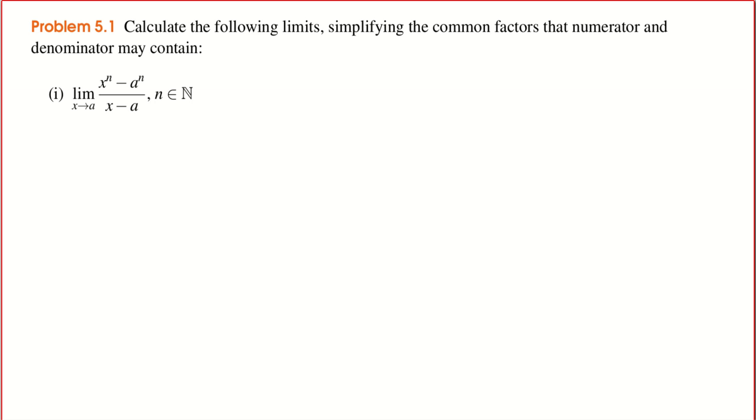In this problem, we have to calculate some limits. And we have to do that simplifying common factors in the numerator and the denominator until we can calculate the limit easily. This is the first item in this exercise. As you can see here, this is the very definition of the derivative of the function x to the n at the point a. So actually what we want to calculate with this limit is this number here.